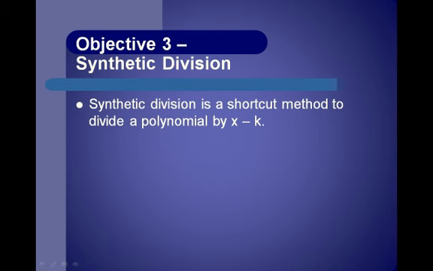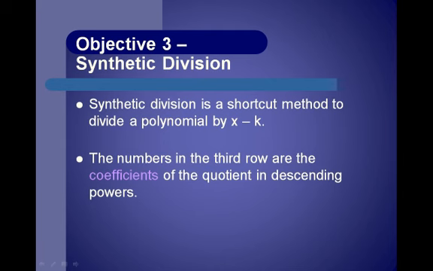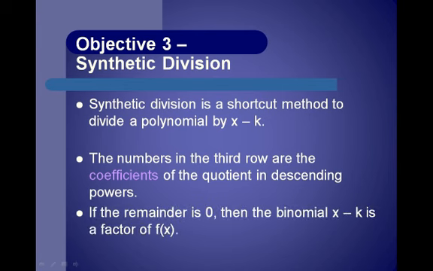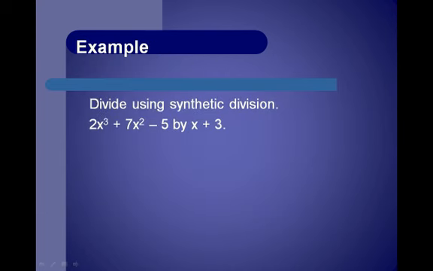Objective 3, synthetic division. Synthetic division is a shortcut method to divide a polynomial by a binomial of the form x minus k. In synthetic division, the numbers in the third row are the coefficients of the quotient in descending powers. If the remainder is 0, then the binomial x minus k is a factor of the original function f of x.